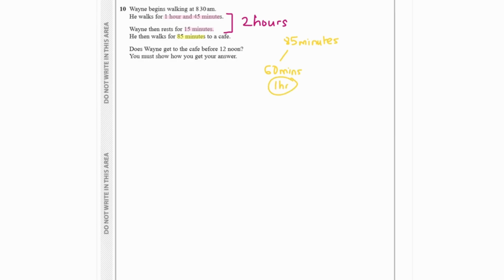And if we want to see how many minutes we can partition this to, we can just do 85 take away 60, and that gives us 25 minutes. So we've partitioned it into 60 minutes and 25 minutes so that we can have a full hour and 25 minutes. This means that Wayne spent 2 hours, 1 hour, and 25 minutes before he reached the cafe, which totals to 3 hours and 25 minutes.